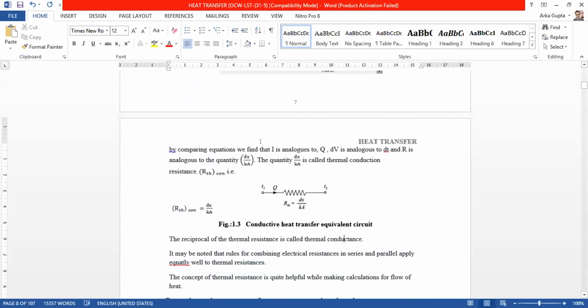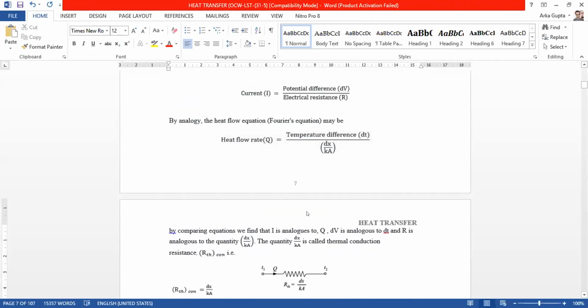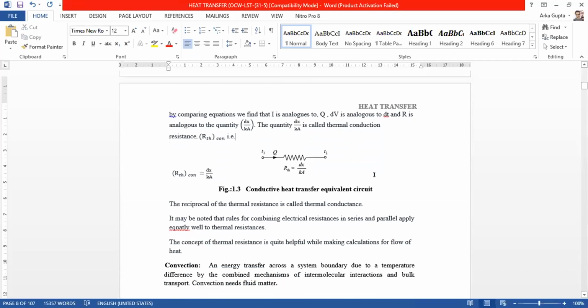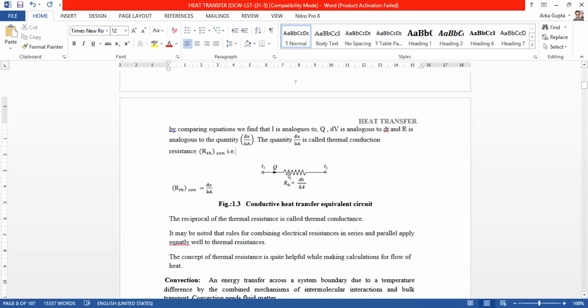Now, by comparing equations, we find I is analogous to Q, dV is analogous to dT, and R is analogous to dx by k. The quantity dx by k is called thermal conduction resistance. Next. Okay, so the heat flow is shown by a circuit. One end temperature is T1, heat flow Q, another end temperature is T2. So the resistance is dx by kA.